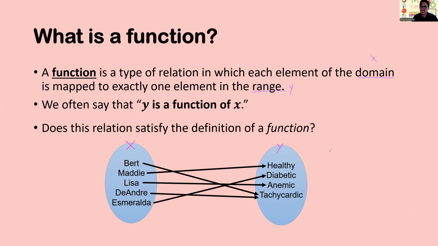So this is technically a set of ordered pairs because if we think about the X values and their connections to the Y values, we can write down some ordered pairs like Bert, comma, tachycardic. Just to help myself out, I'm just going to stop at tachy. Okay, Bert is tachycardic. That's our first ordered pair. Are you guys okay with that?